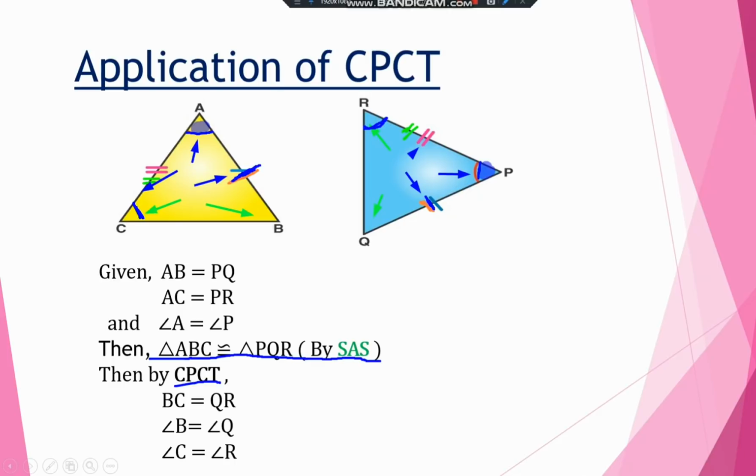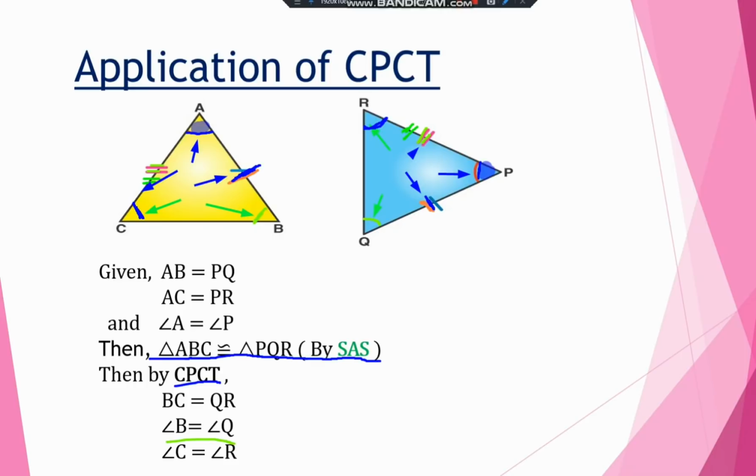This angle B is equal to angle Q because they are opposite side AC, which is equal to side PQ. So the angles opposite to these equal sides will also be equal. So which angle is opposite side AC? The angle B.